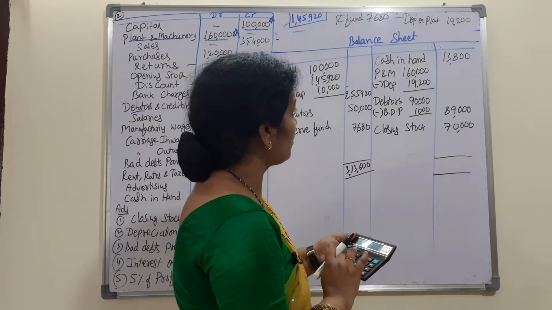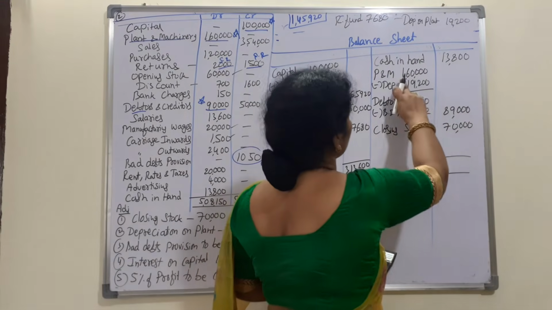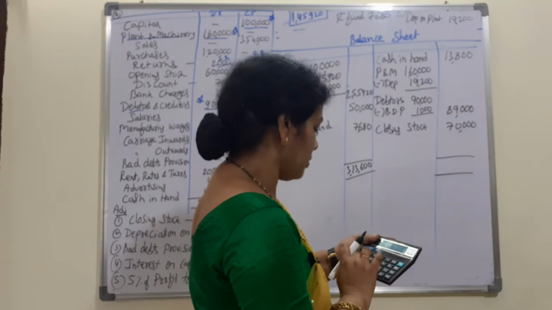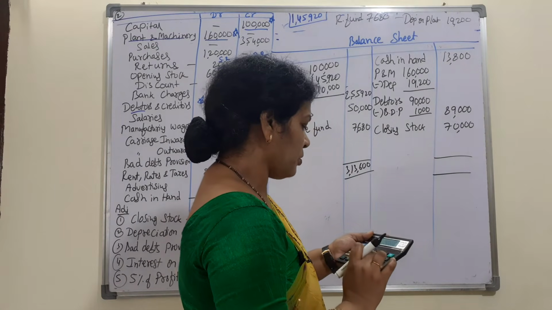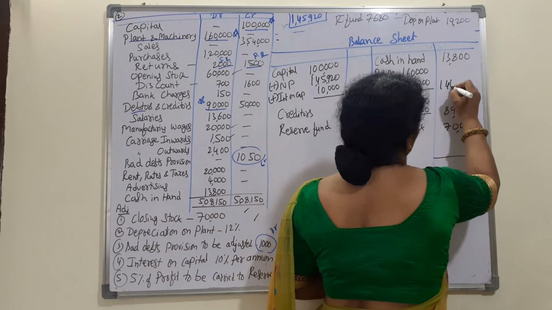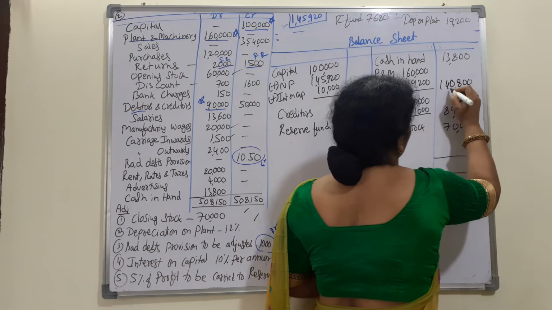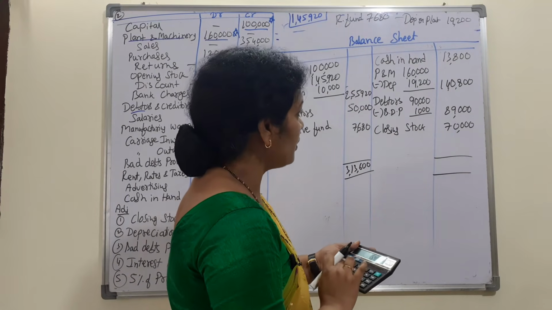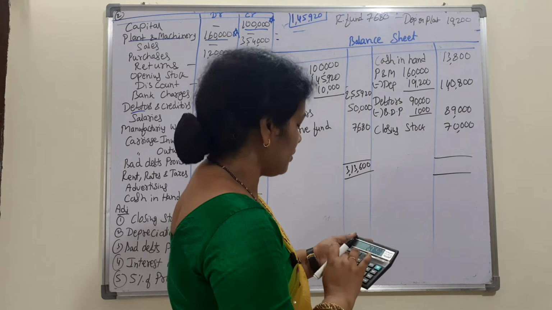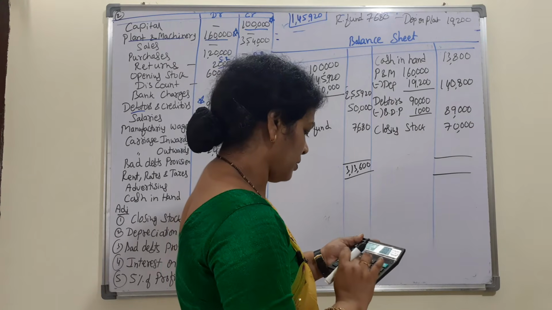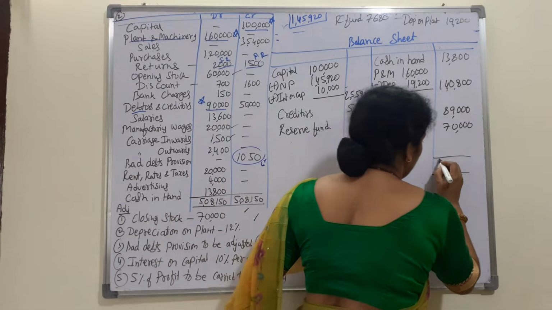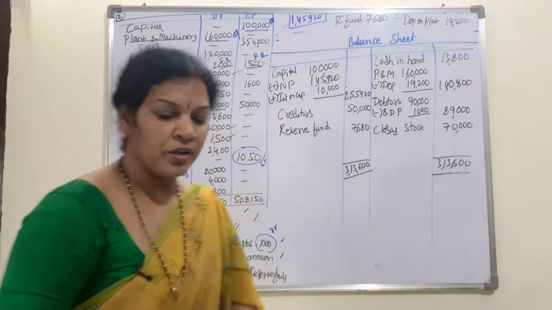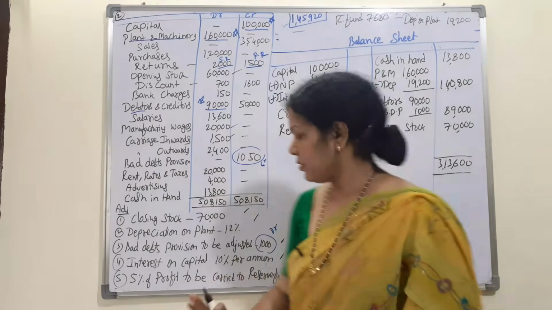13,800 plus, so we'll do the internal calculations first. 1,60,000 minus 19,200. It is 1,40,800. This plus the rest of the items like 13,800 plus 89,000 plus 70,000. 3,13,600. So that's all, problem got tallied. Now here we can show working notes.